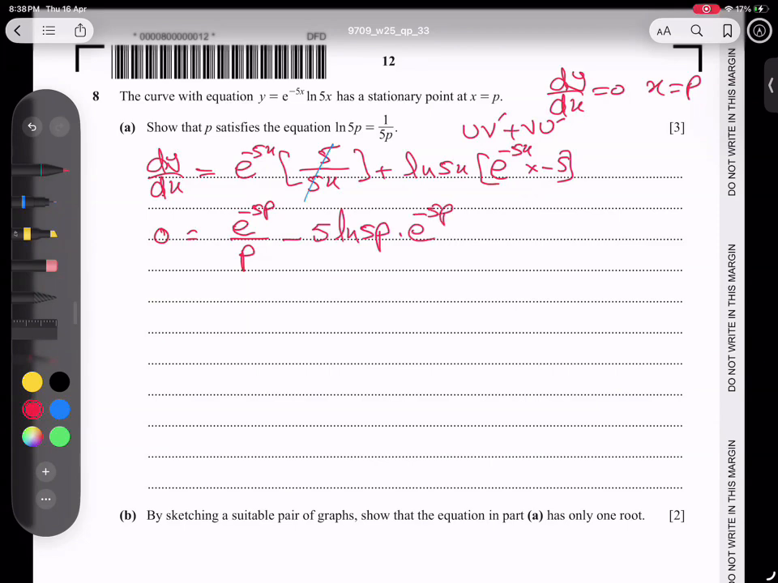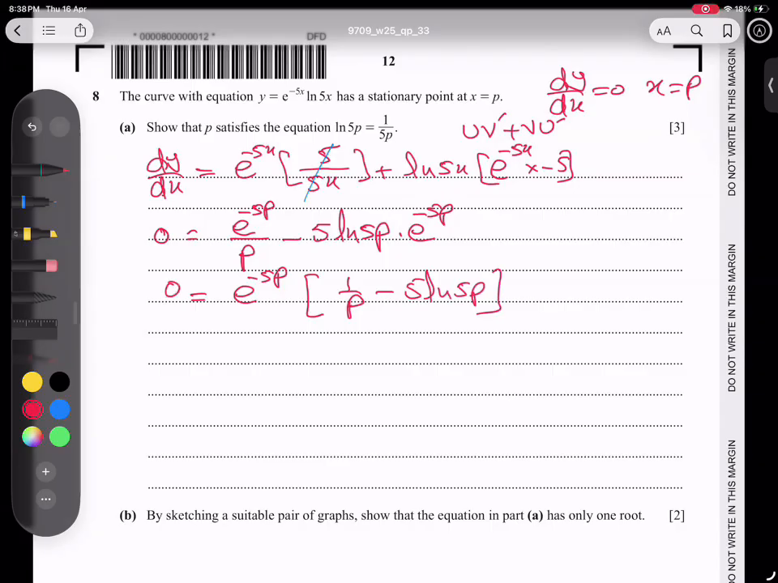Now what to do? If you look carefully, we can take common out, e to power negative 5p common out. What is left inside? You can bring it to the other side too. So this is gone. What is left from here? 1 by p. And from here, what is left? 5 log of 5p.